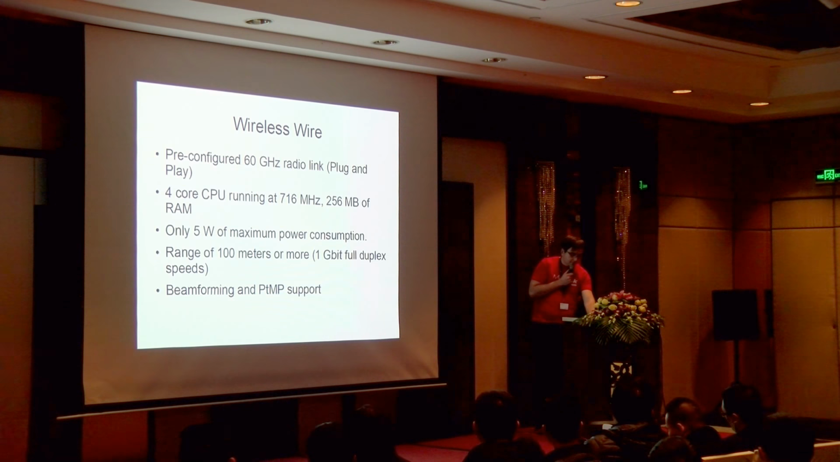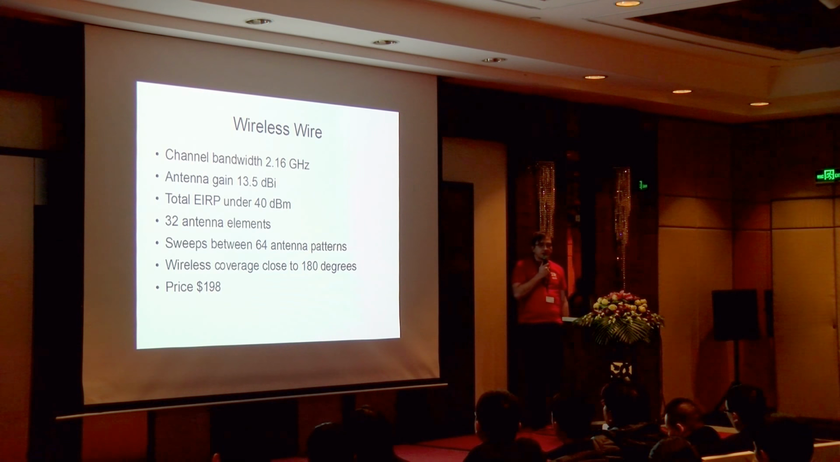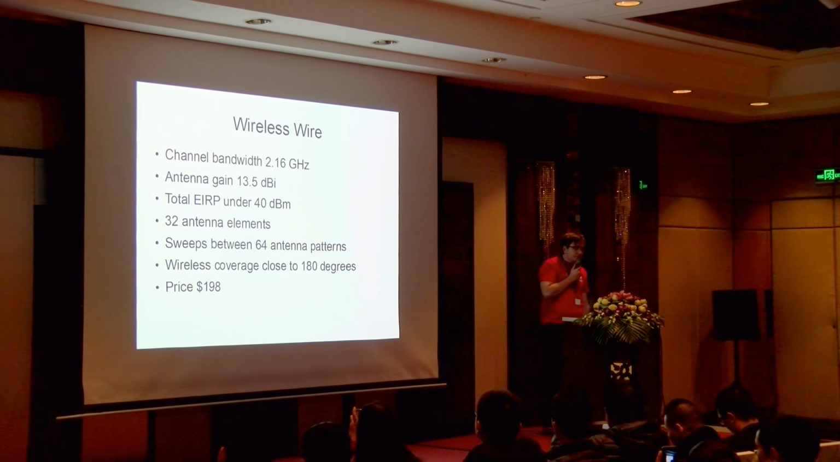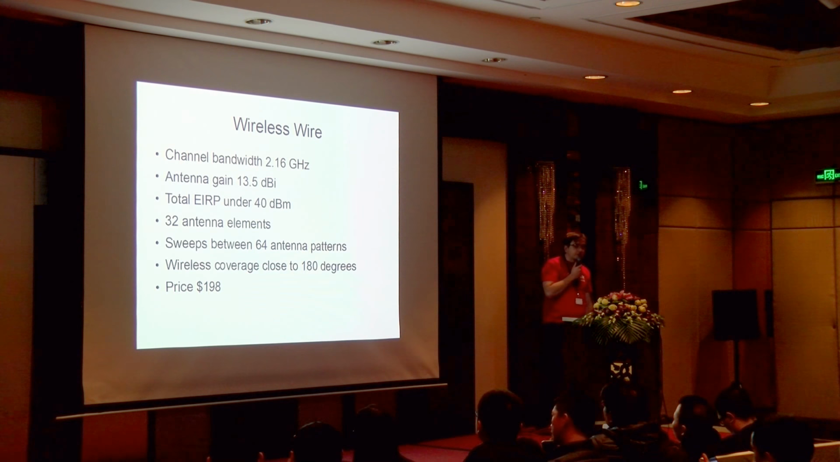It's our first device supporting beamforming, and it also supports point-to-multipoint. Channel bandwidth is 2.16 gigahertz, so those are very large channels. Currently, there are 3 available channels. Antenna gain for this device is 13.5 dBi, and total EIRP is under 40 dBm.